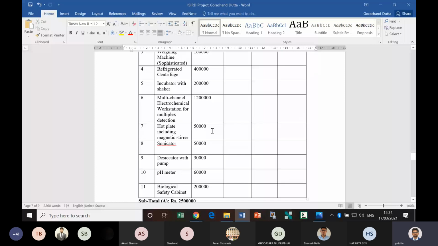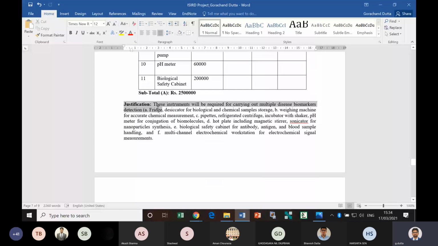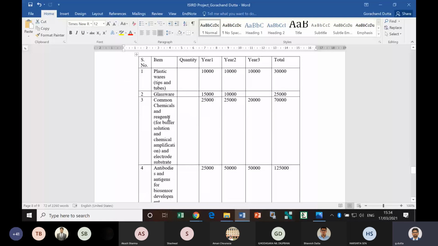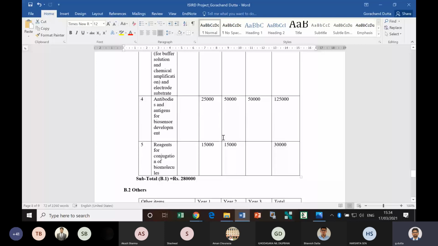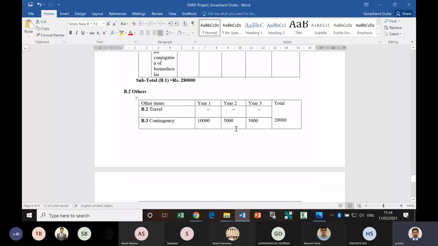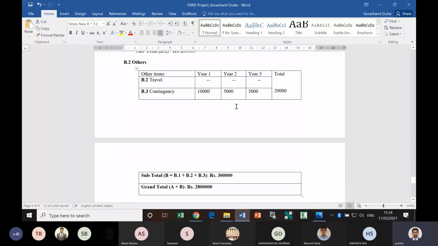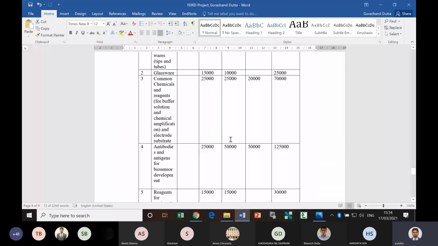So what is the instrument price? Everything you can mention. You can mention the justification why you need this kind of instrument. Then you can mention the consumables. See, maybe you need different kinds of plasticware, tips, tubes. You need glassware. You need some common chemicals. You need antibody. So everything, how much the price of that. Everything you can make a chart. Okay. So then your full proposal can be done. If you need any travel, if you need any contingency for this project, you can mention. So like this way, your full proposal will be done. And this way, you can write your own proposal. This is the format of your proposal writing.